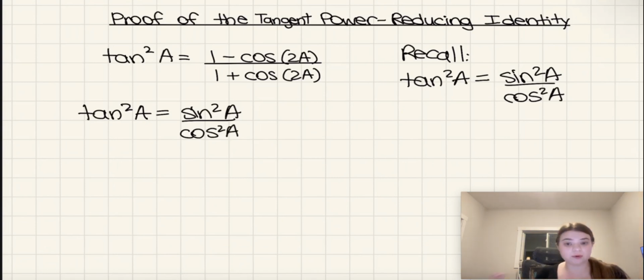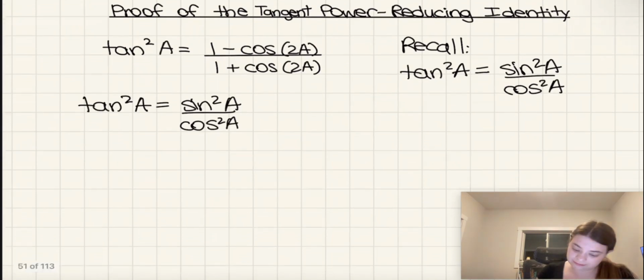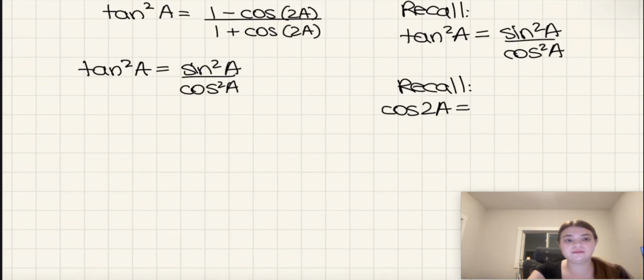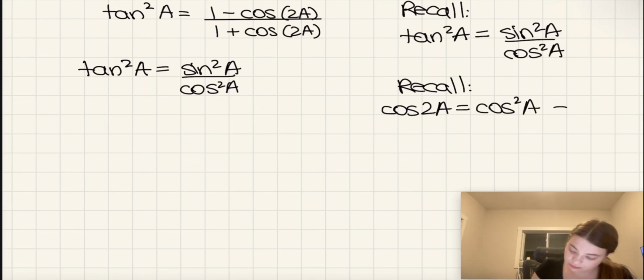Now we need to be able to express both of these in terms of cosine of 2a. So let's also recall the double angle identities, right? Cosine 2a is equal to 2 cosine squared a minus 1. And then cos of 2a is also equal to 1 minus 2 sine squared a.